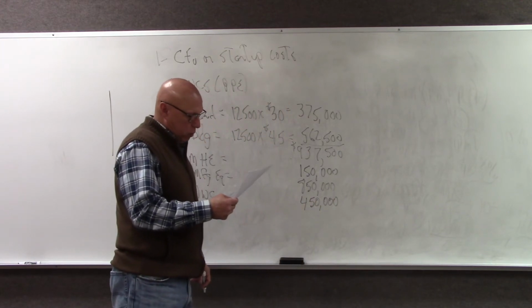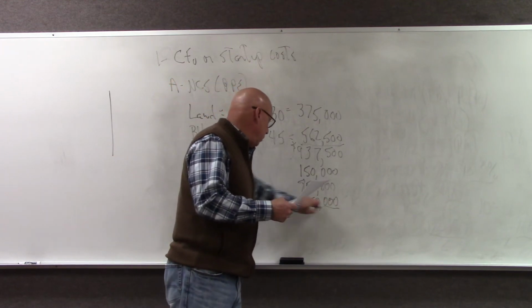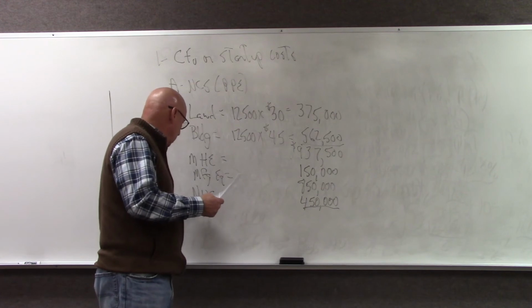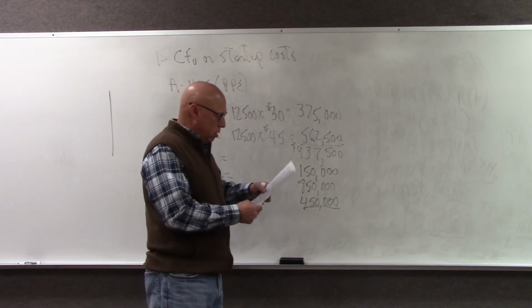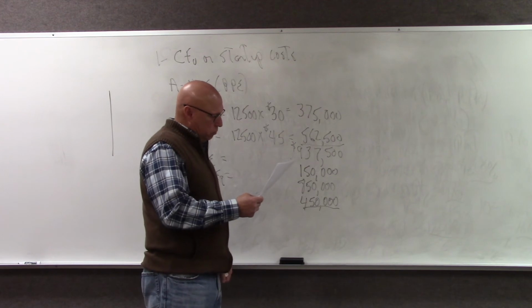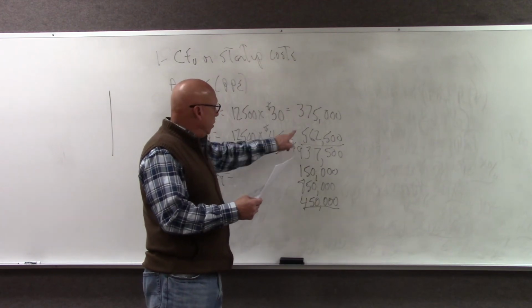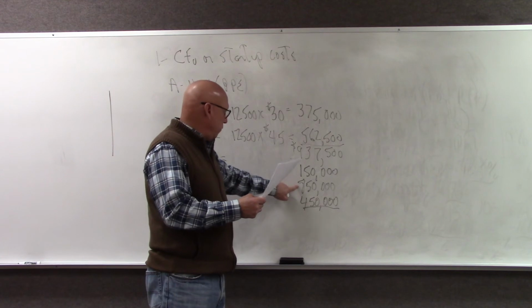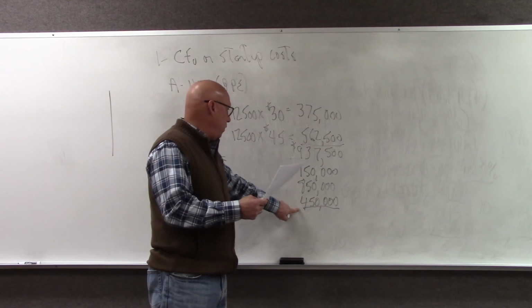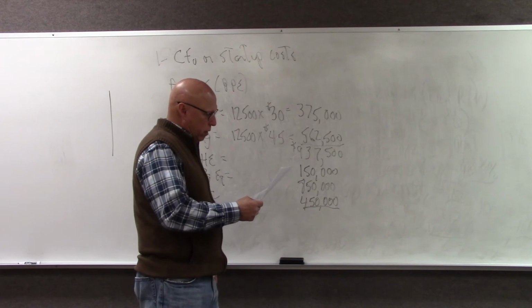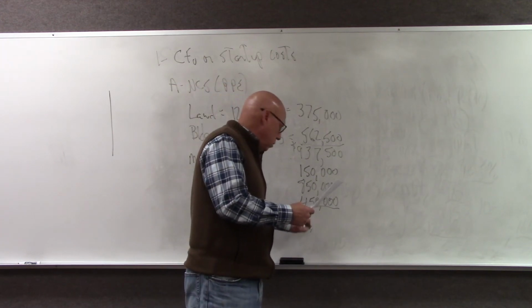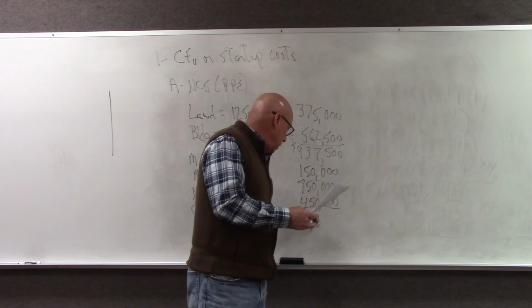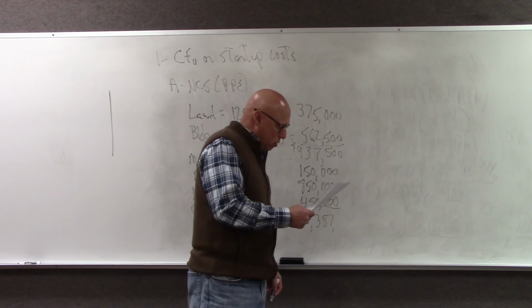All right, so let's see what we got here. So our total CF0 is the $937,500. I'm looking at my list of things here. Plus $150,000, plus $850,000, plus $450,000. So that's our total cost there, and that's going to be $2,387,500.